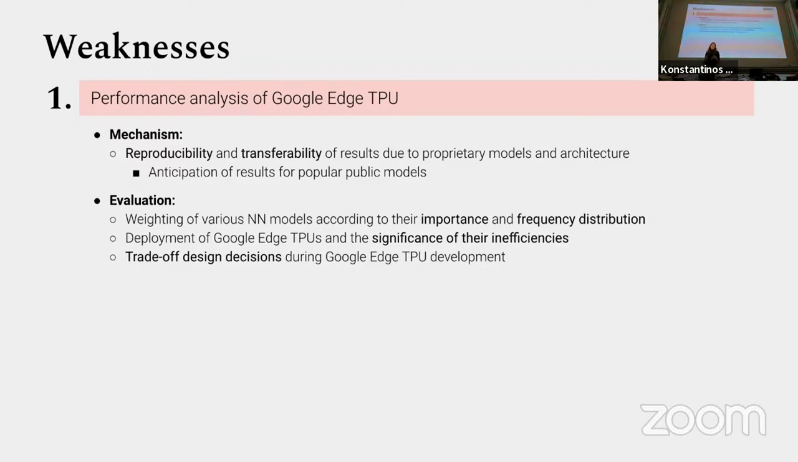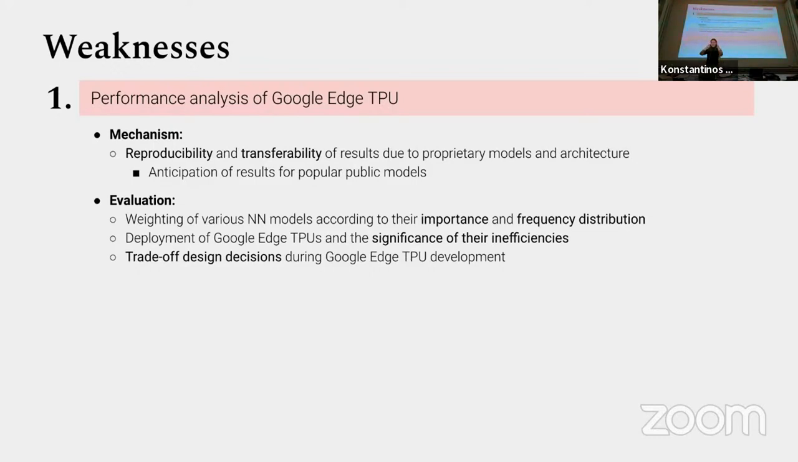So I think this was a big issue that I saw with this paper, that we don't actually know how much these model inefficiencies play out. And then this also goes hand in hand with the next point, that with regards to where these Google Edge TPUs are actually employed, I think this also has importance with regards to the significance of their inefficiencies, right? So if they're employed on a phone which has a much smaller battery, this inefficiency is much larger than compared, for example, to a computer.